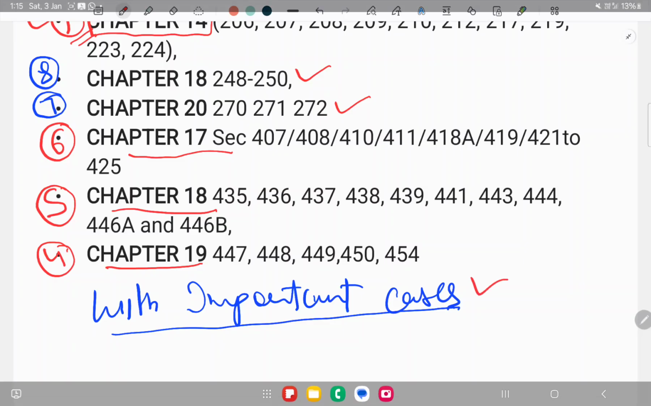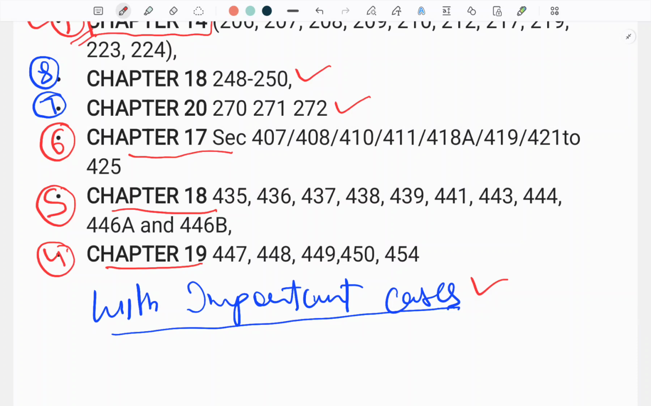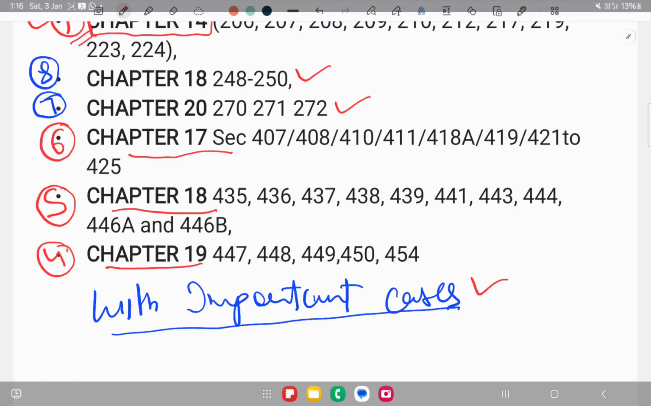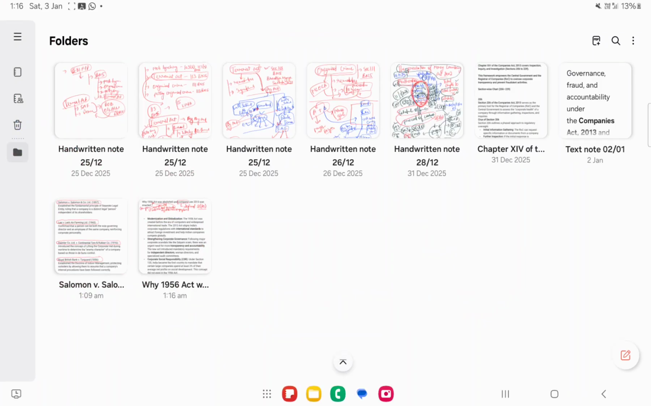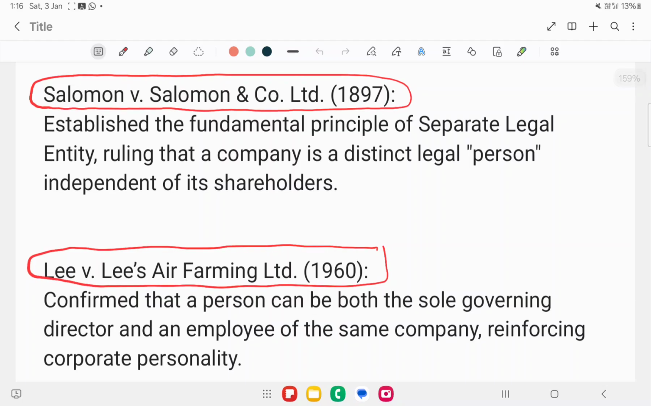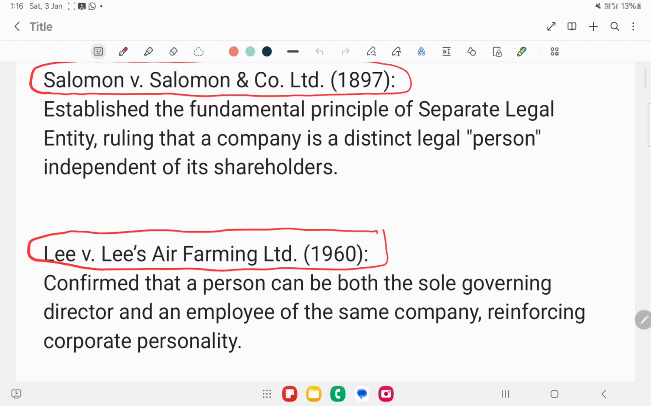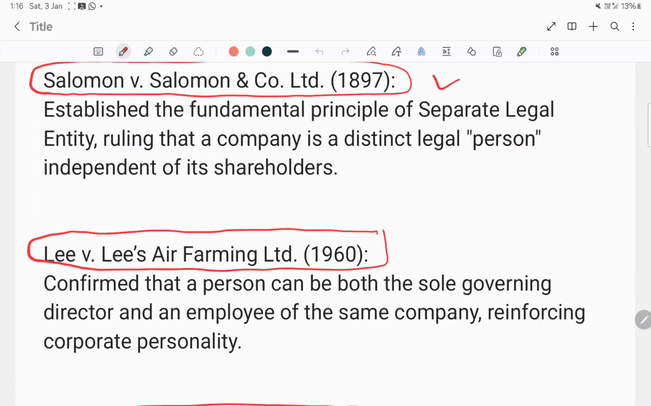So firstly, I just want the list of the cases which are important from our exam point of view. This is the fundamental case of Company Law. It says that it established the fundamental principle of separate legal entity with regard to the company. A company is a person independent of its shareholders.